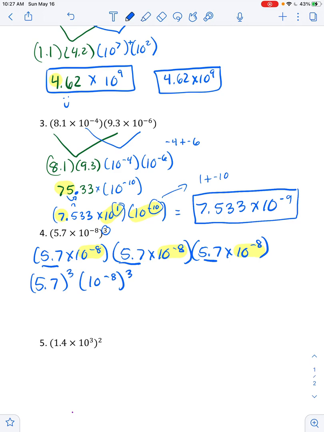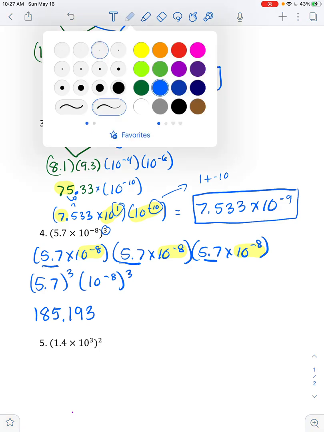So I'm going to use my calculator for the number part. If you have a cube button on your calculator, that's awesome. If you have to, you can take 5.7 times 5.7 times 5.7. Either way, that part becomes 185.193.